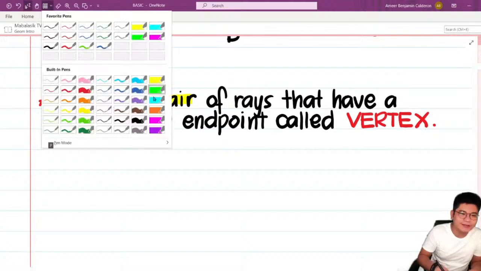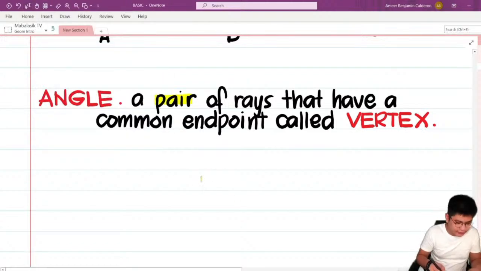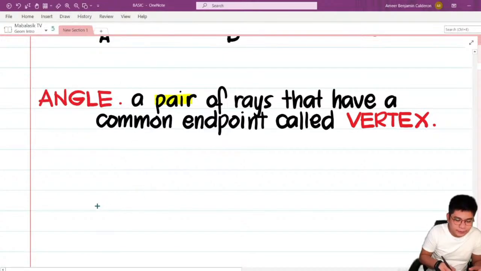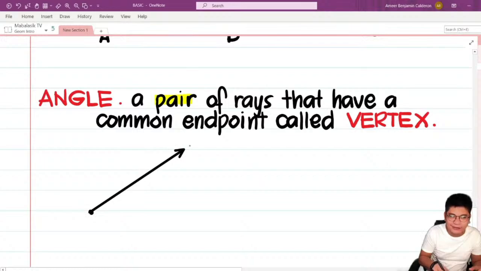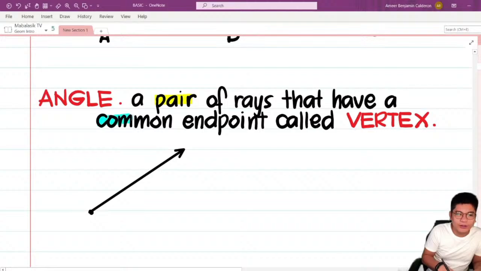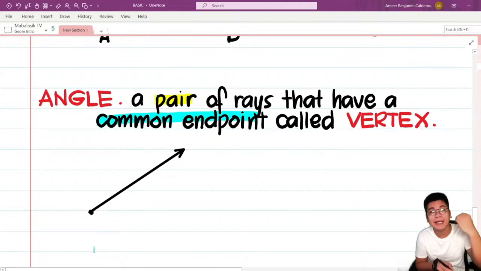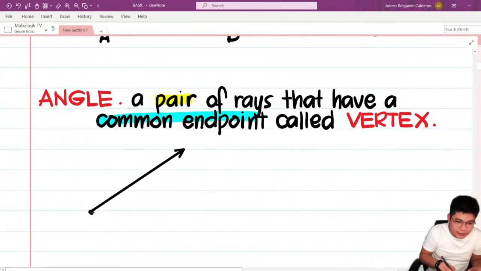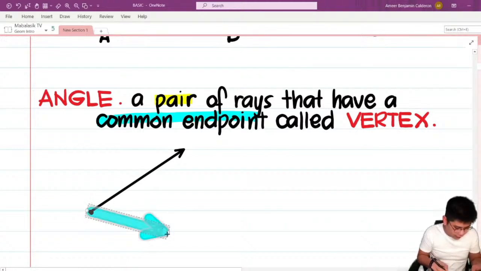So for example, this is my first ray. Drawing tayo ng isang ray. Right there. Ito yung endpoint niya. Tapos ito yung extension niya, di ba? Now, sabi daw, dun sa definition, common endpoint. Ibig sabihin, itong endpoint na to, endpoint din ng kabilang ray. So if that is the case, then we will draw another ray that has this as its endpoint also.